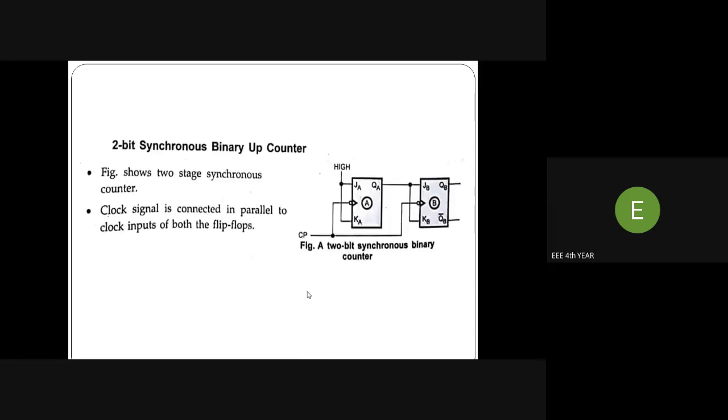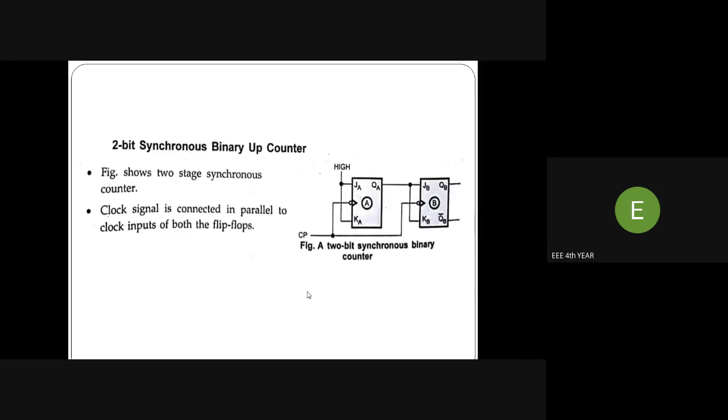See, in a synchronous counter, for example, 2-bit, 3-bit, or 4-bit synchronous counter, it depends on our desired range. This image shows a 2-bit synchronous binary up counter. For 2 bits, we need 2 flip-flops, one for each bit. Each flip-flop has the capability to store 1 bit. So JK type is used here.